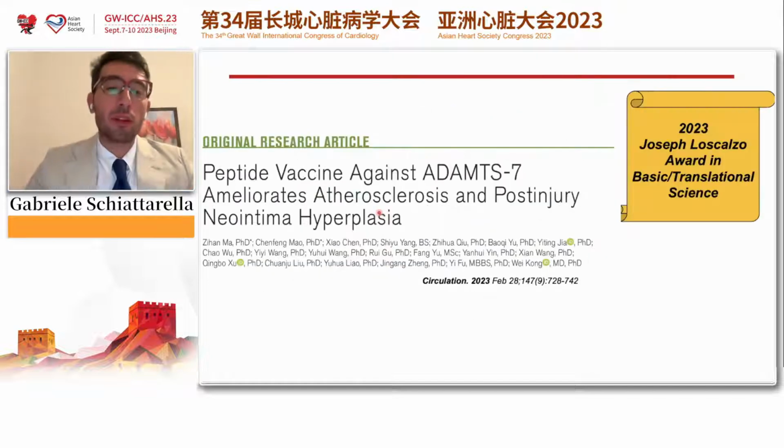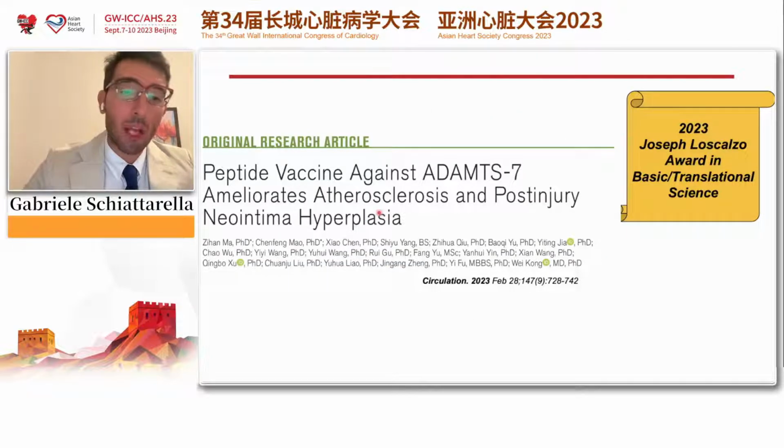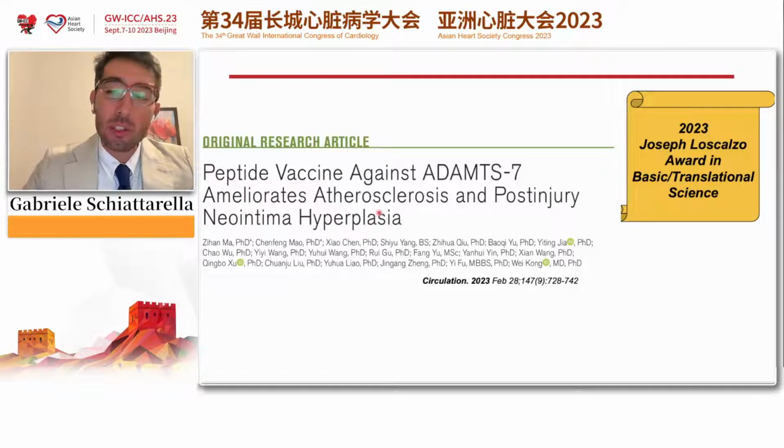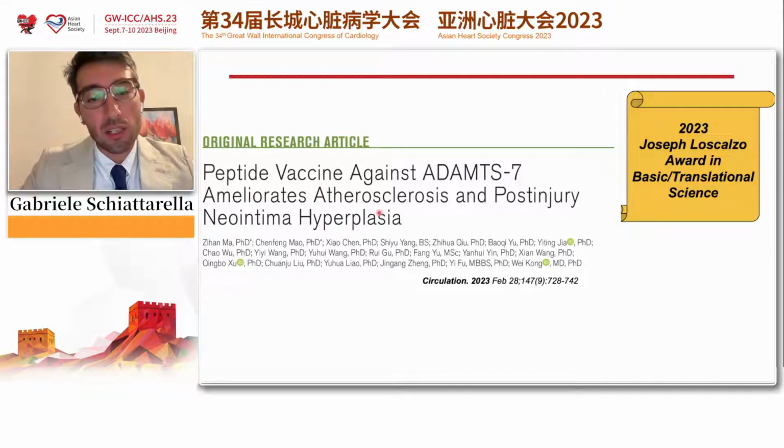Another example of a paper that, as Joe mentioned before, we acknowledge with the Lo Scalzo Award for the best basic translational science in that year in Circulation. I would like to point out that this award is not based on the number of citations, or on the metrics that are commonly used in terms of addressing the importance of a paper, but is largely adjudicated to papers that have an impact, or that potentially will have an impact in cardiovascular disease.